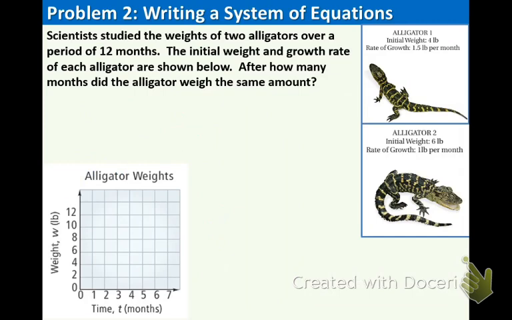Okay, here is a real-life application problem for all you alligators out there, alligator lovers, I mean. This problem is saying scientists studied the weights of two alligators over a period of 12 months. The initial weight and growth rate of each alligator are shown below. After how many months did the alligators weigh the same amount? So first of all, let's define our variables. We have the alligator's weight and the time in months. So let's use T for time in months, and W is the weight of alligators.